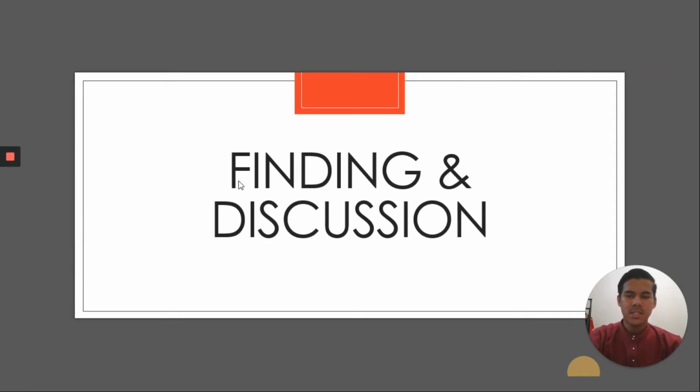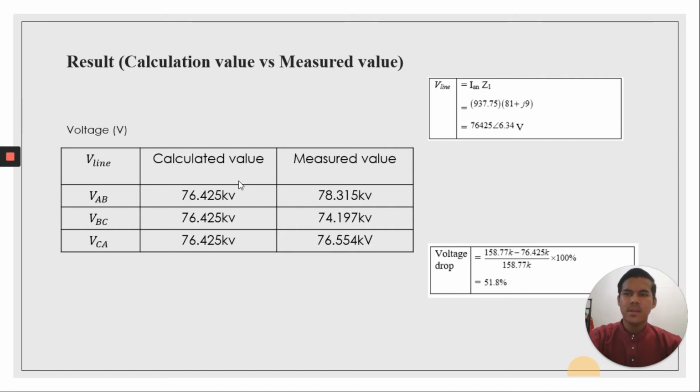Okay, the next part is finding and discussion. We will go to finding first. This is the result of the calculated value and the measured value. The calculated value is the value that has been obtained through calculation, while the measured value is the value that is obtained from the simulation.